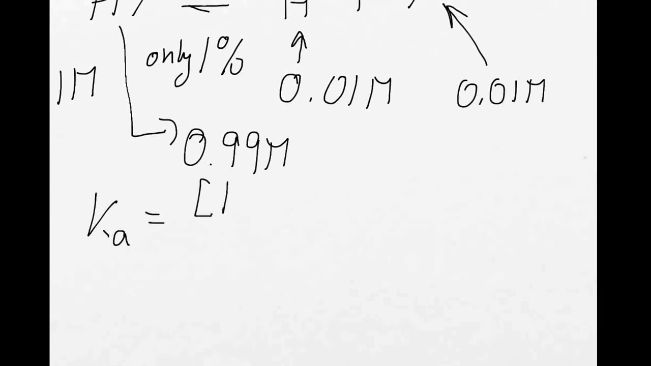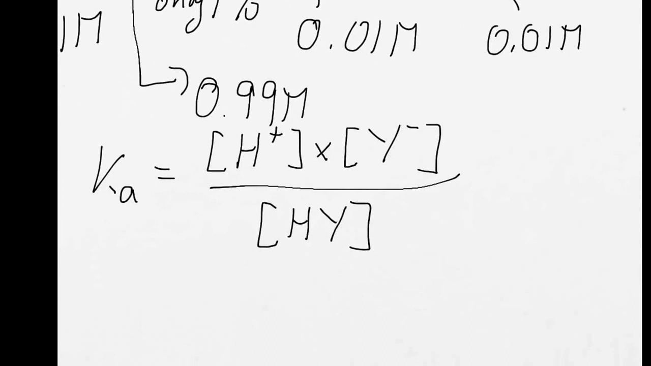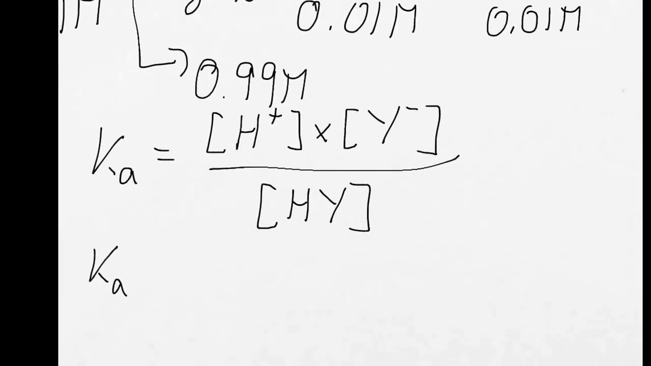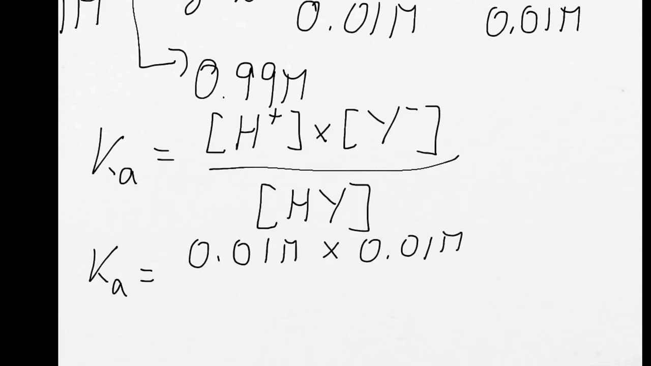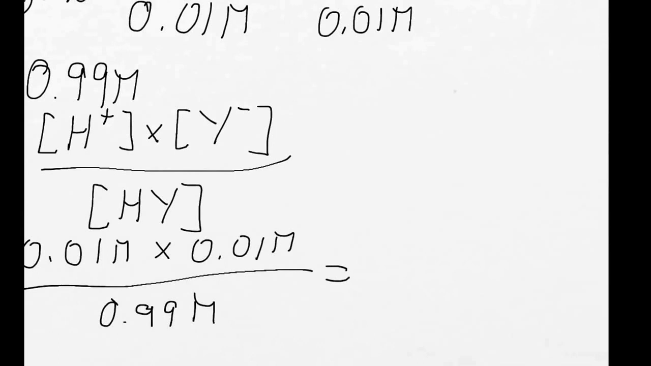Ka equals proton times Y divided by HY. Yeah? Or, put some numbers in. Ka equals 0.01 molar times 0.01 molar divided by 0.99 molar. And you get 1 times 10 to the minus 4.